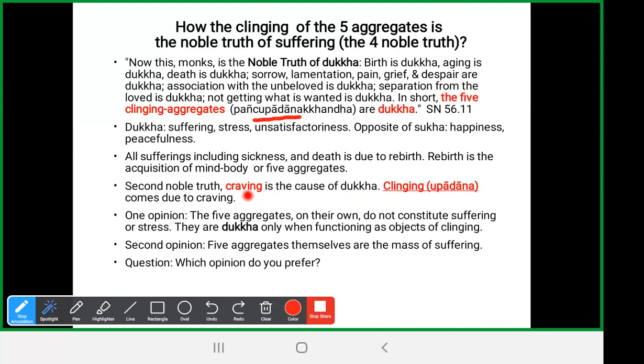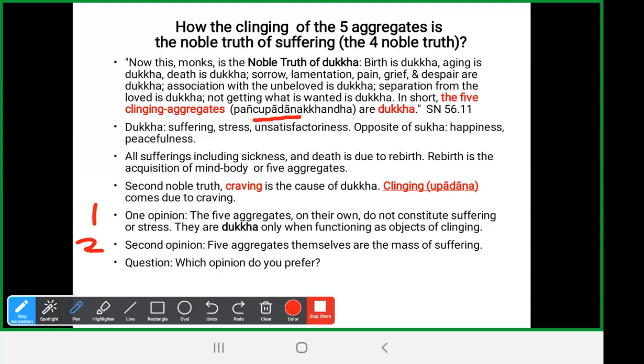So when you have craving, you will have this clinging, upadana, right? There are a few opinions here. One opinion says the 5 aggregates on their own do not constitute suffering or stress. They are dukkha only when they function as an object of clinging. Second opinion: the 5 aggregates themselves are the mass of suffering. So which one do you prefer, number 1 or number 2?